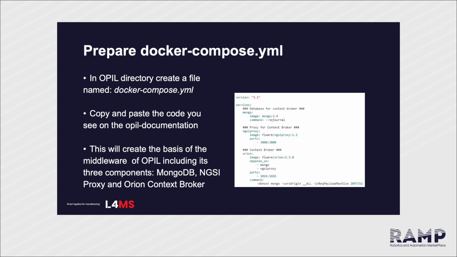Then, we can start preparing the Docker Compose YML file. First, we create an OPIL directory in our system and we create a file called docker-compose.yml. Then, there, we copy and paste the code we encounter in the OPIL documentation as seen in this slide. This will create the basis of the middleware of the library, its three basic components: MongoDB, NGSI proxy, and Orion Context Broker. This file will be updated with more code as we will be pulling more packages concerning the library.